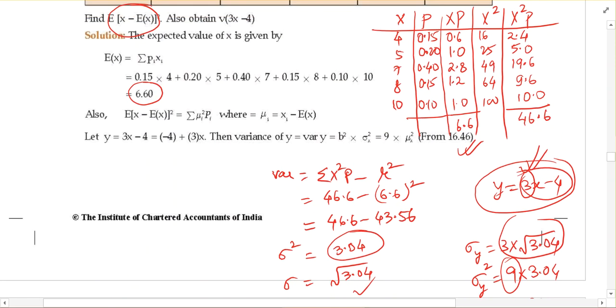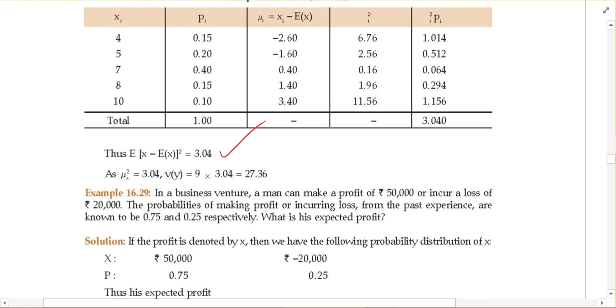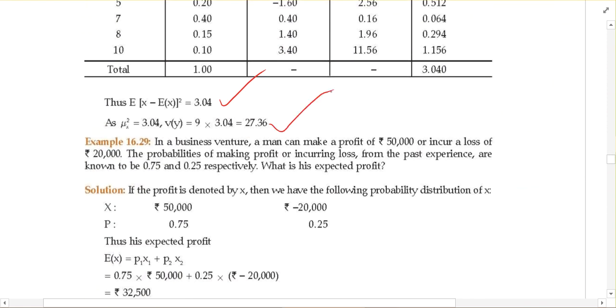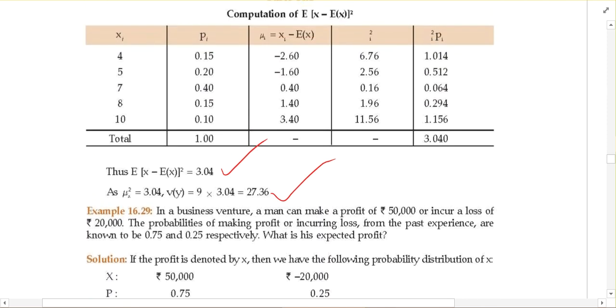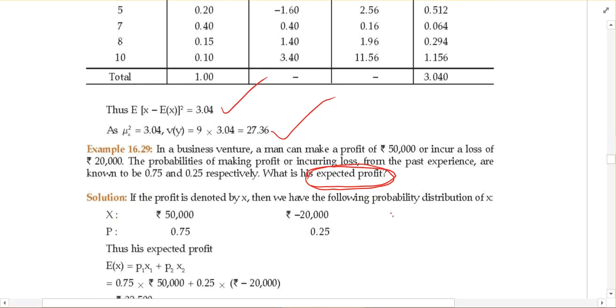Okay, now in a business venture, a man can make a profit of 50,000 or incur a loss of 20,000. What is expected? Profit. Expected what? Profit. So our random variable is what? Profit. Random variable x is profit.